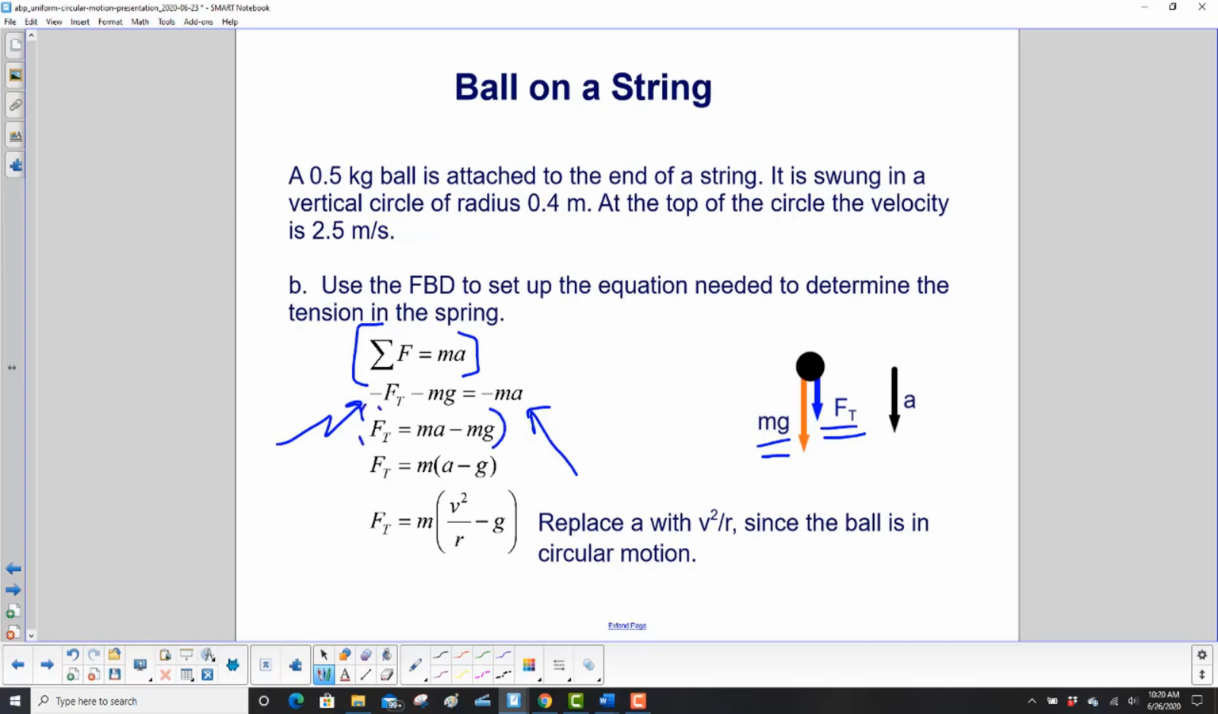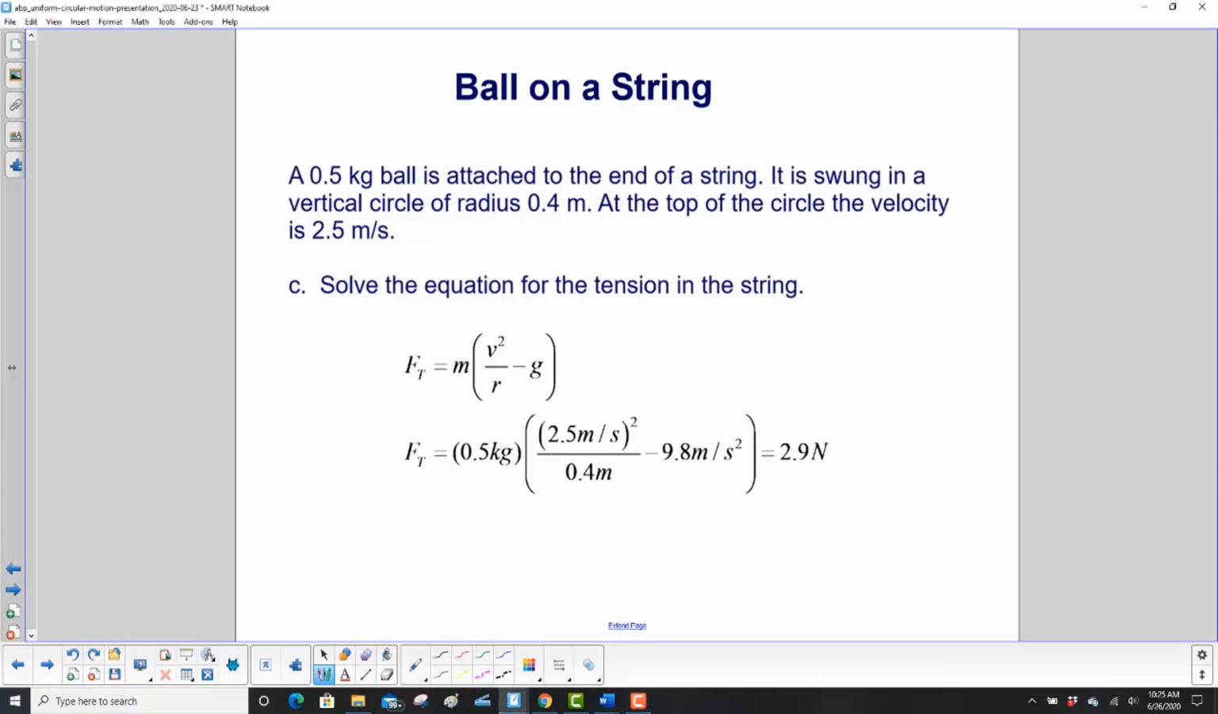We then factor out m. It'll make the math a little simpler, removes a step later on. And then we have that acceleration. We do not have linear acceleration. We're going in a circle. So since we have circular motion, we replace the acceleration with v squared over r. That's the acceleration for an object moving in a circle.